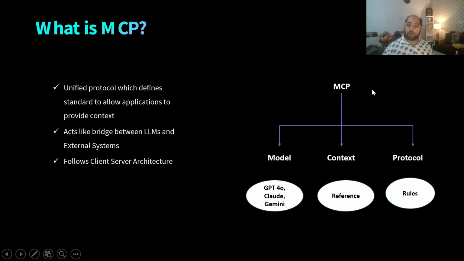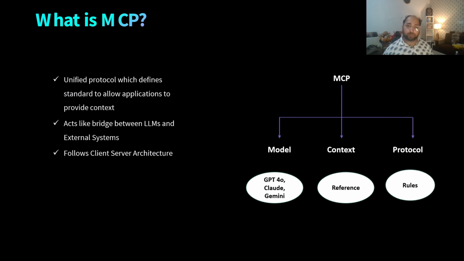Now let us try to decode what MCP is. MCP stands for Model Context Protocol. What is a model? A model could be any LLM model: GPT-4o, Claude Sonnet 3.5, 3.7, 4.0, or Gemini, which is Google's model. Context is reference and protocol is rules. So in simple words, MCP is used to define the standards by which we can provide more context to LLM models so that they can provide more accurate output, right?